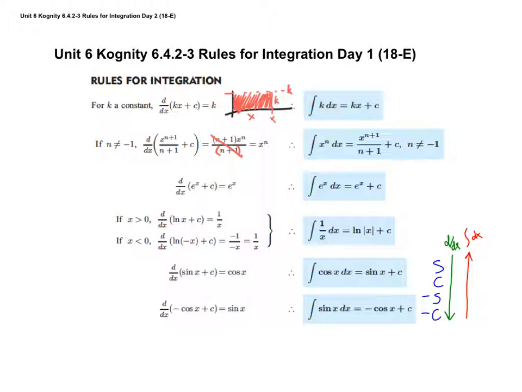Alright, taking a step back here, you guys remember the derivative of e to the x was e to the x. Well, guess what the integral of e to the x is? e to the x, okay? Plus c.